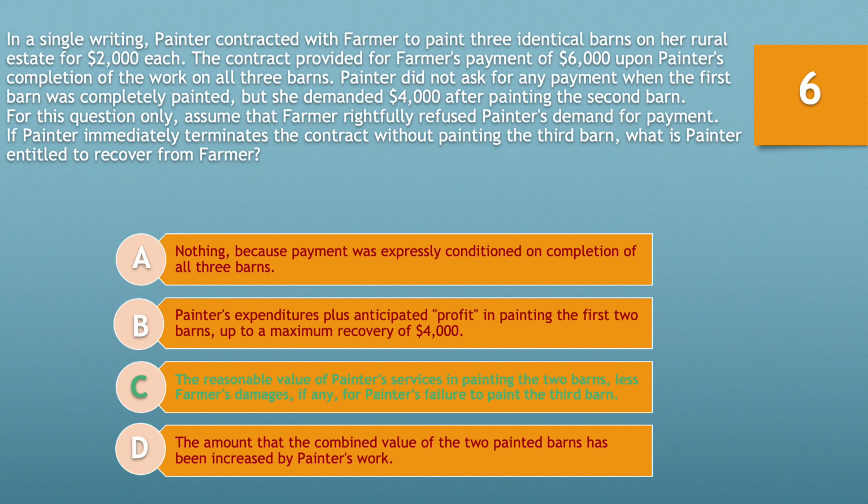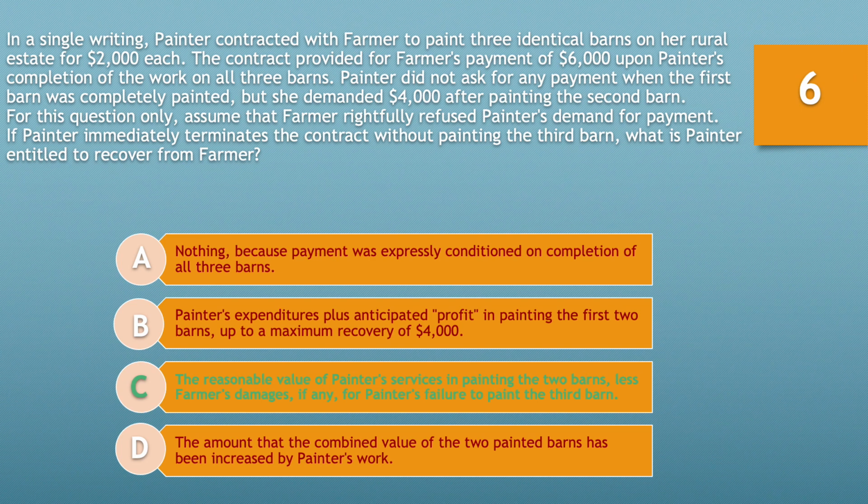In this case, the painter-farmer contract provided for farmer's payment of $6,000 upon the painter's completion of the work on all 3 barns. Painter breached the contract by terminating the contract without painting the 3rd barn. By failing to paint the 3rd barn, painter cannot recover anything under the painter-farmer contract. However, quasi-contract is available to prevent farmer's unjust enrichment from getting 2 barns painted without paying anything to the painter, and obviously for painter's time in painting those 2 barns.